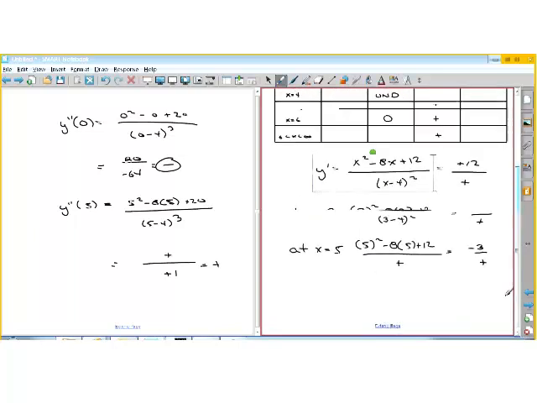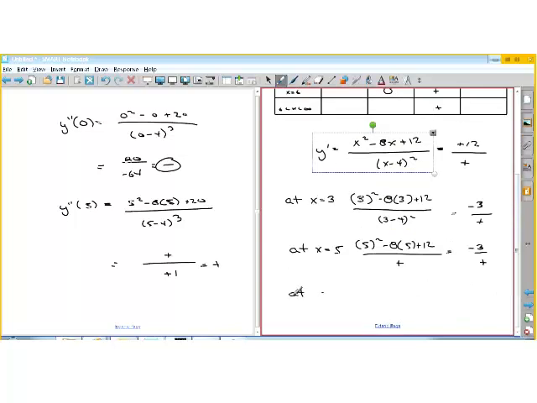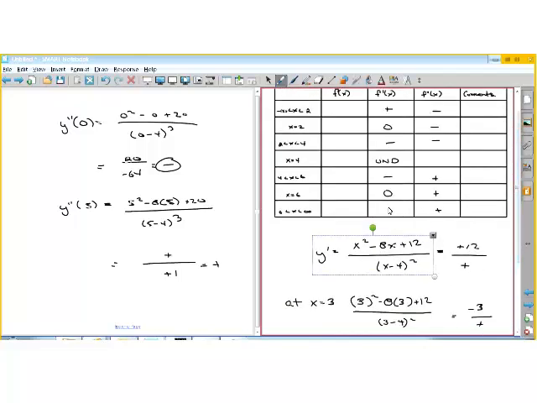And then if you put 7 in there, you can see that it's probably going to switch over. At x equals 7, you get 7 squared minus 8 times 7 plus 12 over a positive number. 49 plus 12 is 61. 61 minus 56 is plus 5. So you get plus 5 over a positive number. So this is positive.